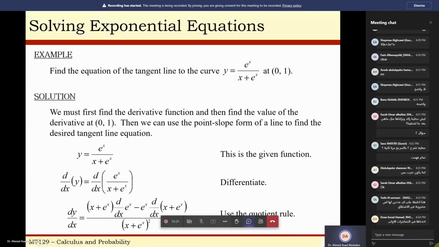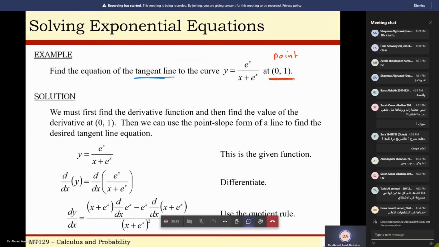Look at this. Find the equation of the tangent line. If we need to find the tangent line in general, we must have the point. This is the point. This is good. Okay, this is ready. And we must find the slope to find the equation of the tangent line. So if we need to write the tangent line, we must have the point and the slope. The point is already given, but the slope we find by the derivative.